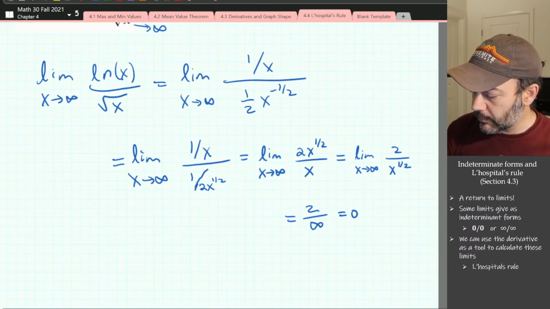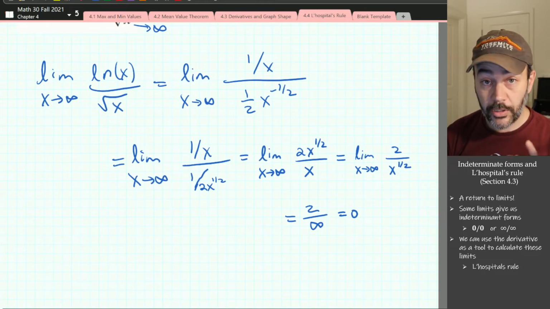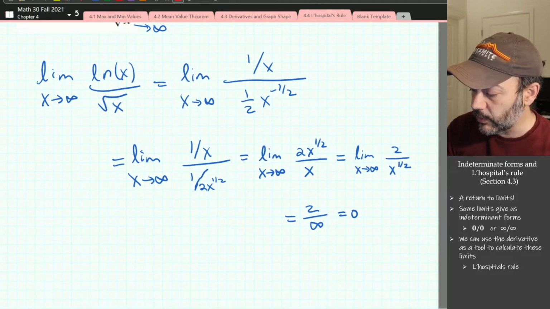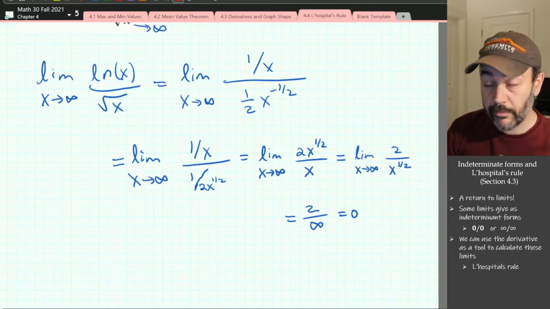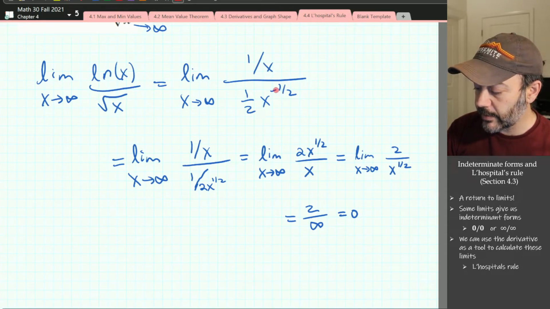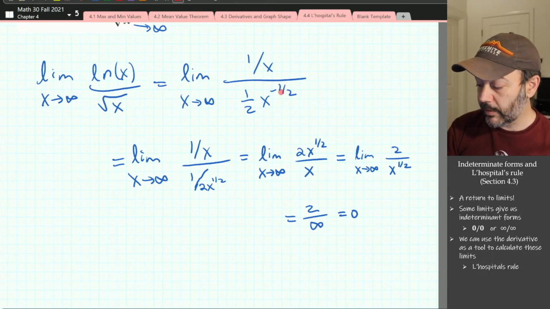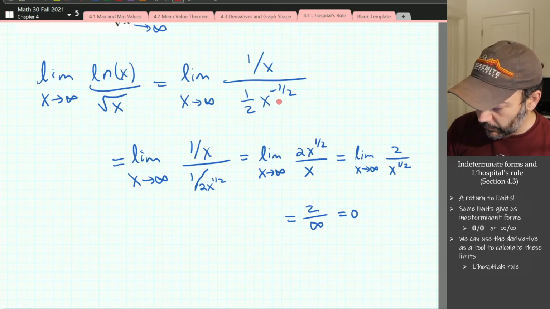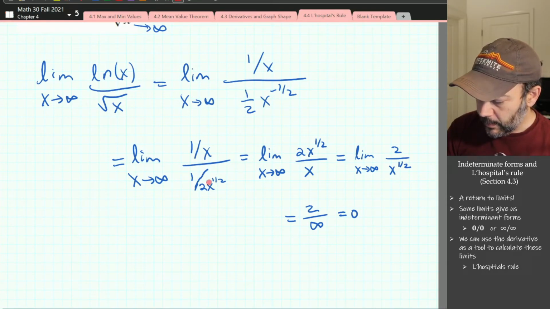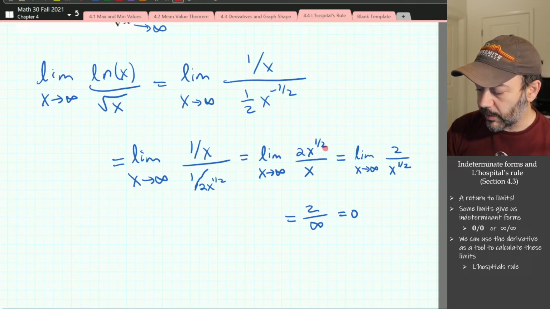Oops, sorry, I didn't mean to zoom away that far. So let's just review. I took the derivative of the numerator, which is 1 over x, and the derivative of the denominator, which is 1/2 x to the negative 1/2. Did a little exponent properties here and brought this x to the minus 1/2 down to the denominator in this fraction down here. I just flipped and multiplied, and we get this.